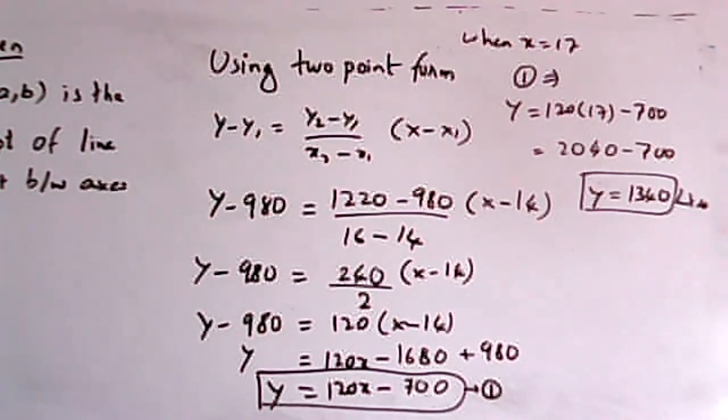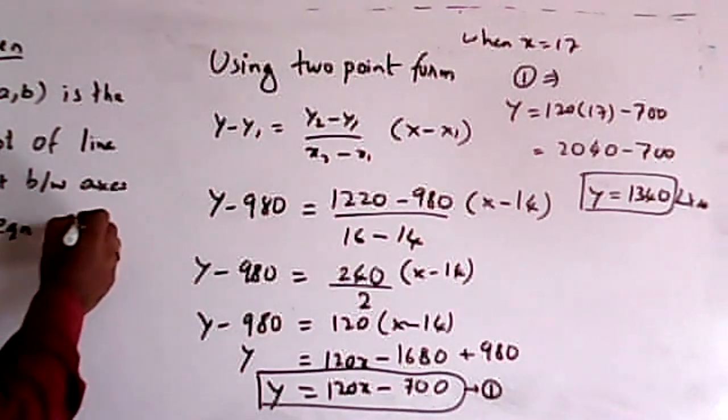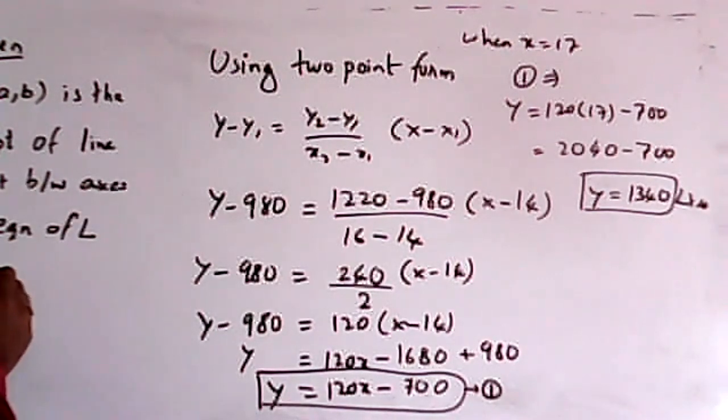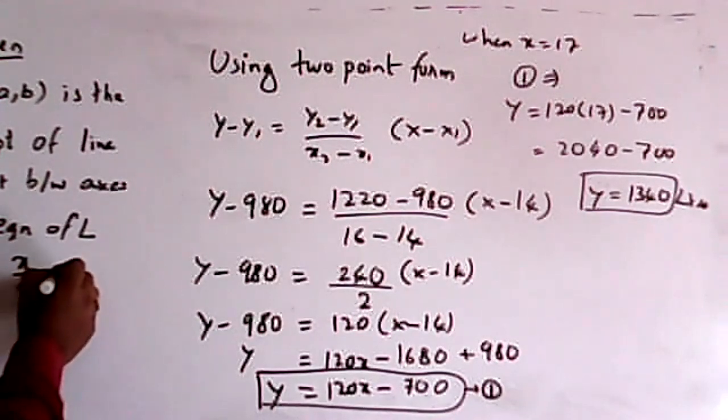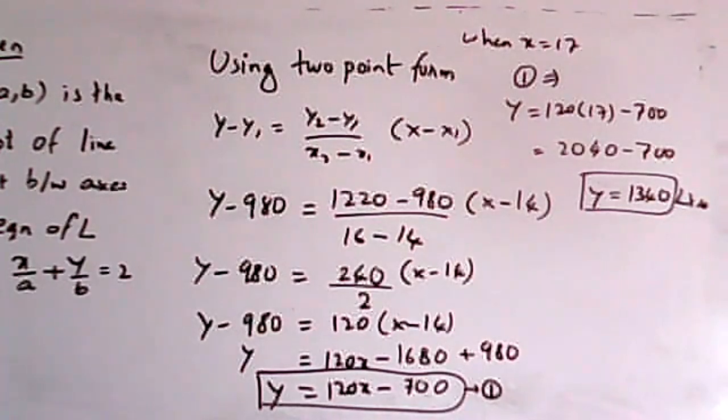Then they're asking: show that the equation of the line is x by a plus y by b is equal to 2. You have to prove it like that.